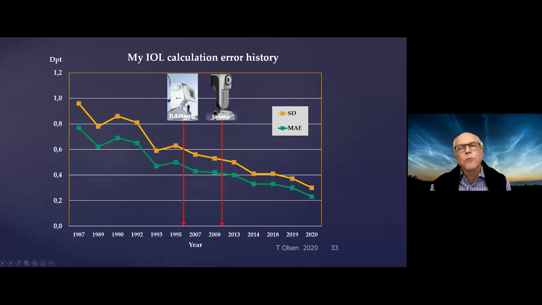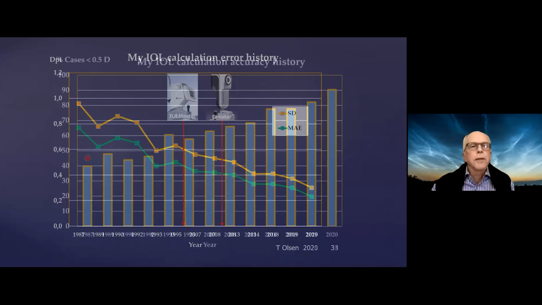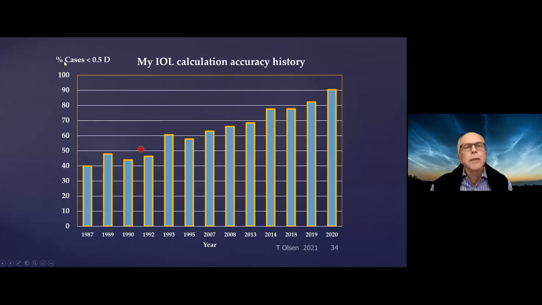The reason why we are having better accuracy today is, of course, we have the optical biometry around 2000. Ten years later, we got the LensStar biometry that allowed us to do a more elaborate analysis of the ELP prediction. Another way of putting it is to count the number of cases within a half diopter. And Doc, as you can see here, now in my own series, we are better than 90% within a half a diopter. So in 5 years, we have more than 100%. How about that?